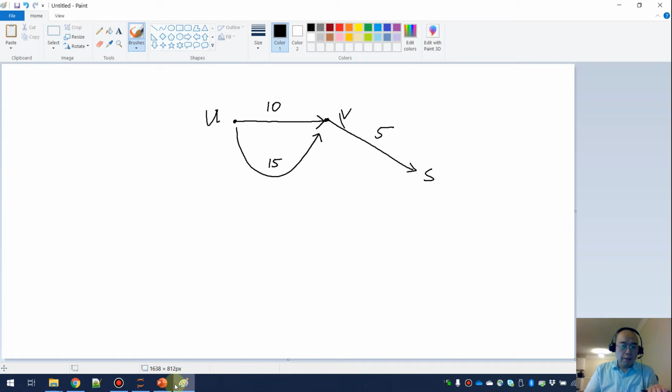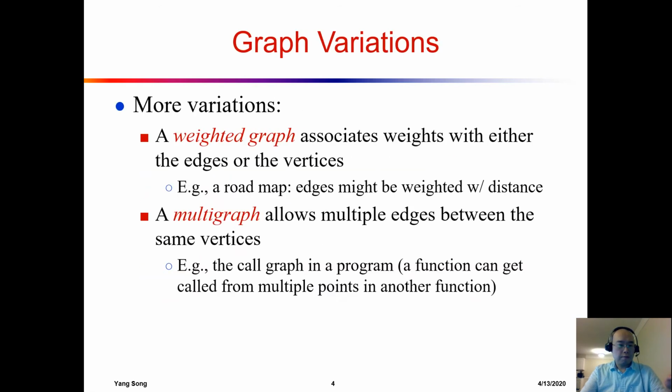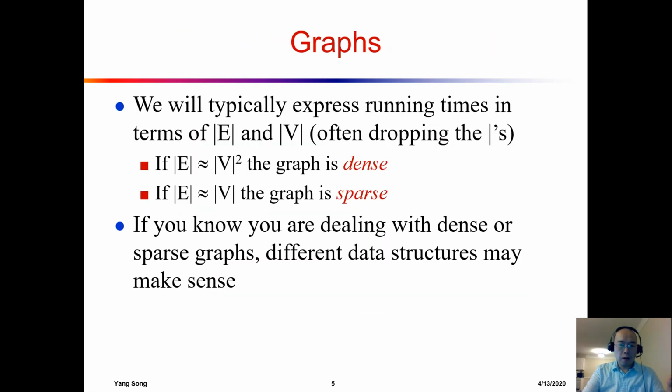So how do we define how full a graph is? Typically, if the number of edges is roughly equal to the number of vertices squared, then this is a dense graph. This means even though the graph is not complete, it is somewhat complete, or somewhat dense. On the other side, if the number of edges is roughly the same as the number of vertices, then we say this graph is a sparse graph.